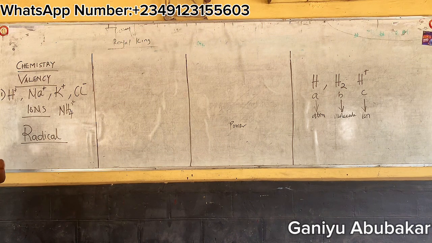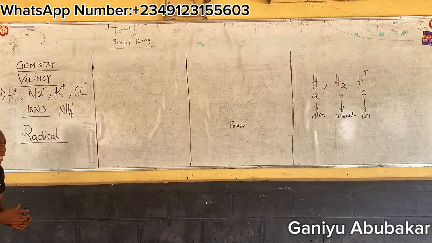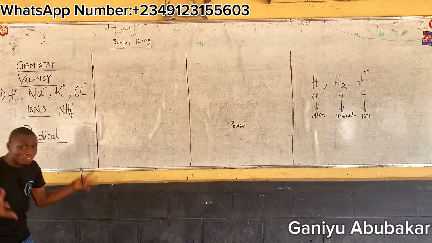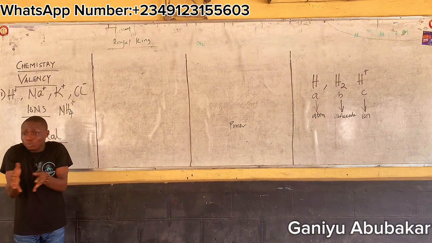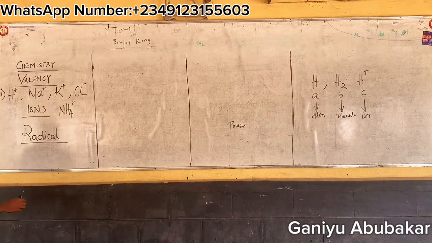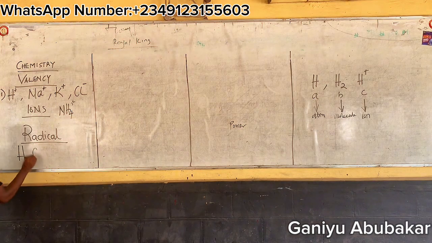So when it comes to radical, basically, it is not just an atom, but a group of atoms combined as one to form something. An example is H2O, the water. Two hydrogens combined with oxygen to give water. This is a radical.